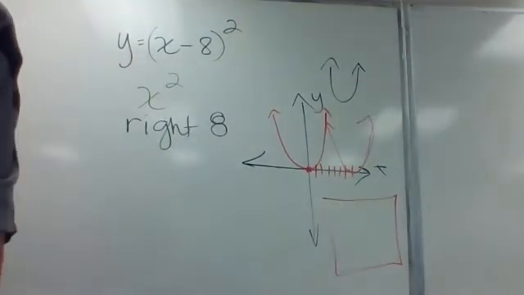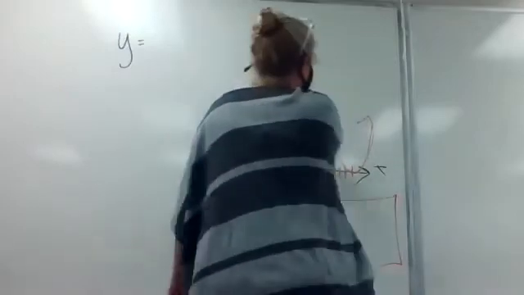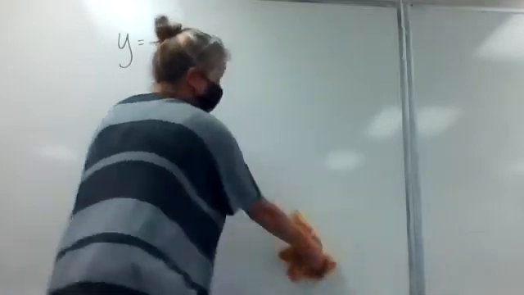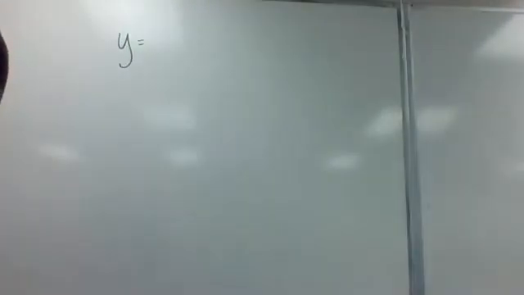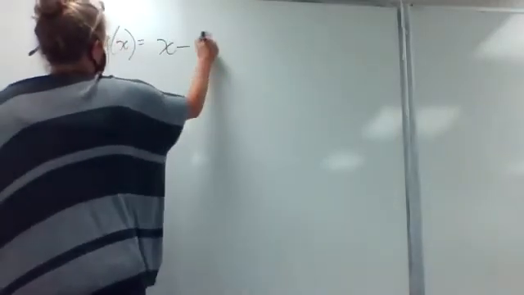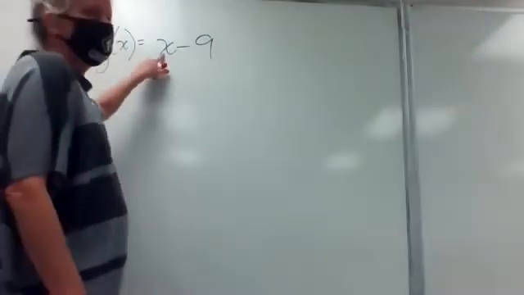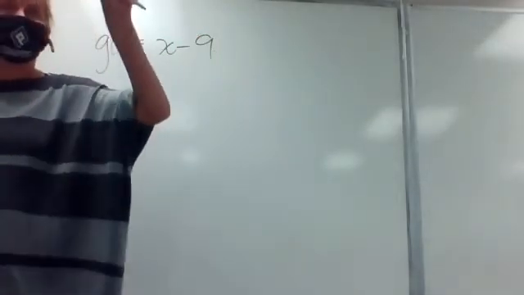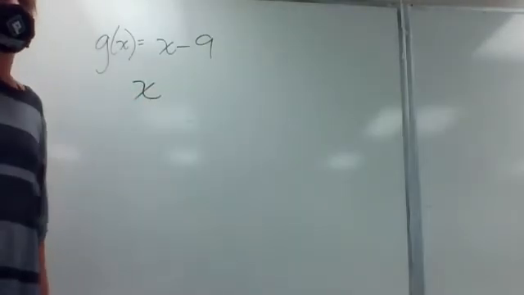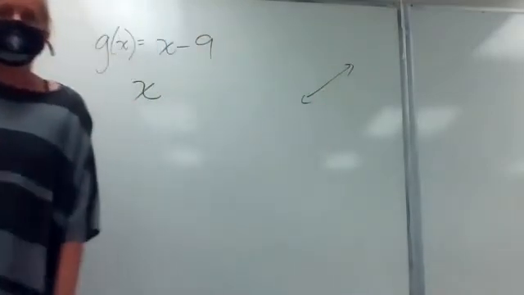Okay, number 2. G of x equals x minus 9. So same thing. You're going to start off. There's no square, there's no cube, it's just the x, right? So that's the shape I'm starting off with, which is what shape? If nothing's being done to the x, it is going to be linear, a line.